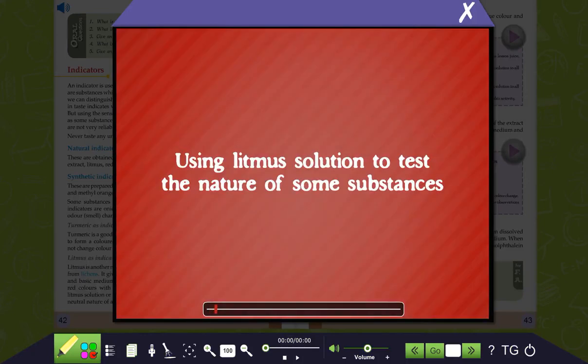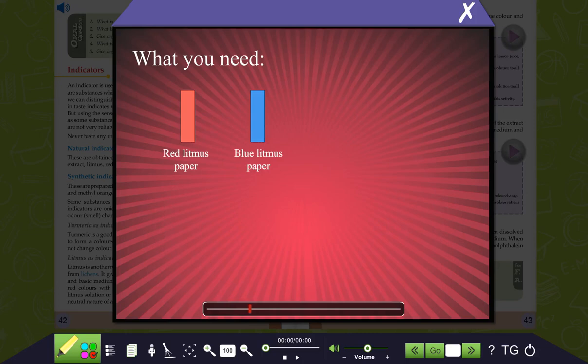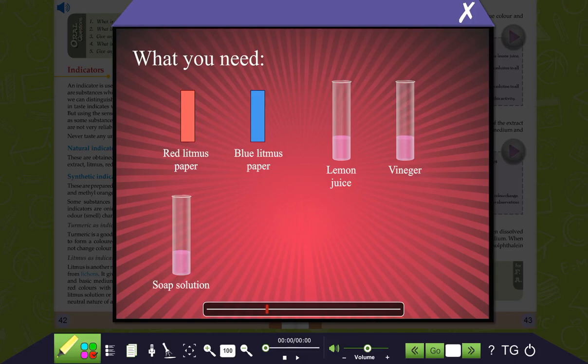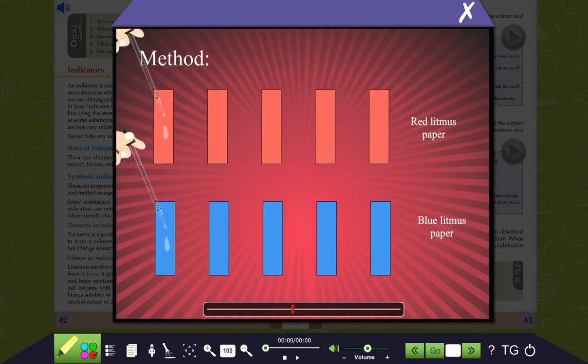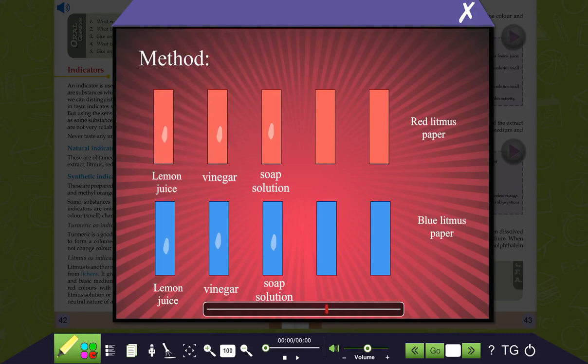Activity 1. Using litmus solution to test the nature of some substances. Collect red and blue litmus solutions or paper and the samples of various substances as lemon juice, vinegar, soap solution, baking soda, curd, etc. in separate test tube. Add a drop of these solutions on red litmus paper or alternatively add a drop of red litmus solution to all the test tubes. Record your observations of color changes in a table.